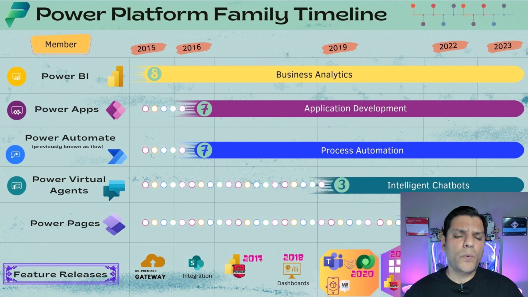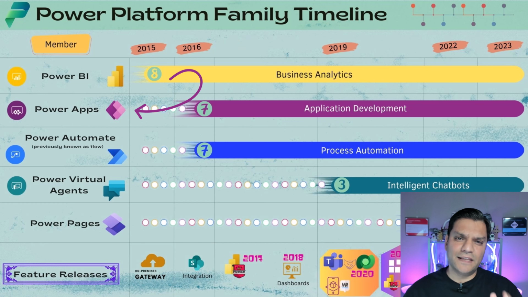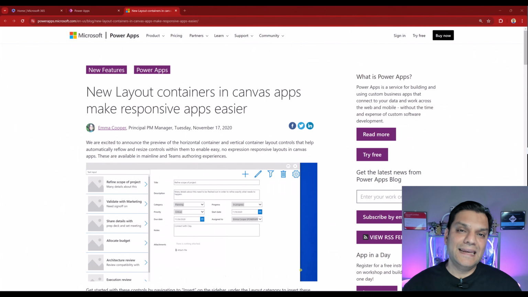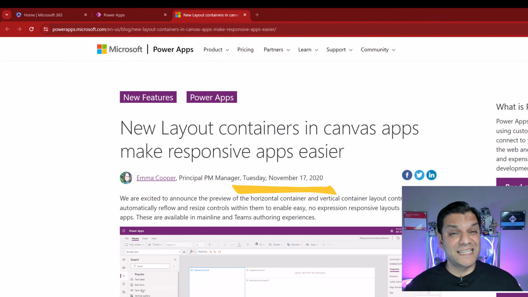So let's start with a quick history lesson. Power Apps Canvas app became generally available, or it went GA, back in 2016, which has been well over 8 years. And since the beginning, that is, since its inception, the gallery control was there. Now, the containers, well, that was released back on November 17th of 2020. So even the containers have been there for 3.5 years.